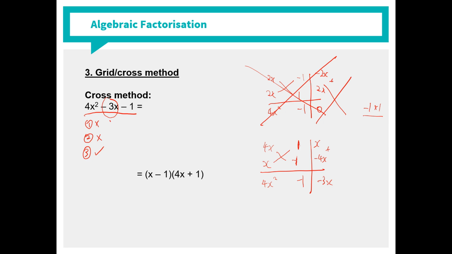If you were to switch around so that this became negative and this became positive, you would get negative x plus positive 4x, which adds up to positive 3x, which is wrong. So you need to follow it. Following this example, you will end up with x minus 1 times 4x plus 1.